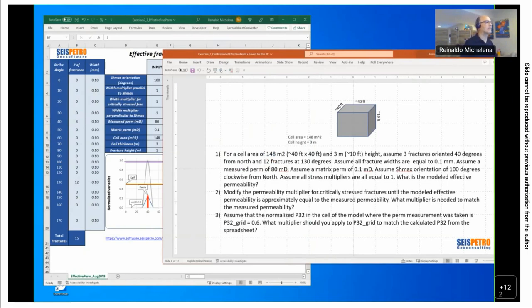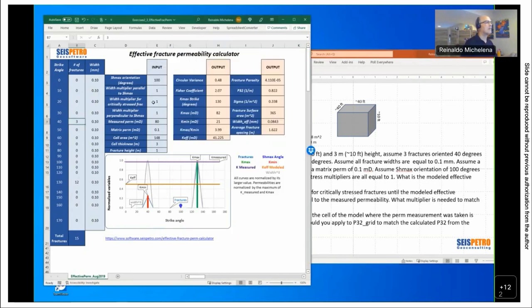So it is telling us that, okay, go to the critical stress fractures multiplier, which is right here, and start changing that. So we're going to put, let's say, 1.1, and then it starts getting closer, the measure and the model. So we keep going, 1.2, and then it's getting closer. So we're going to put, let's say, 1.5. Then it's very close, and then we can keep adding numbers. And of course, since I already did this, I know that 1.56 is a very good answer.